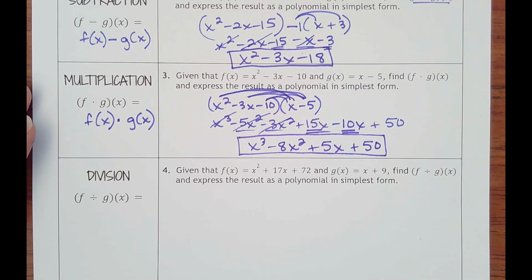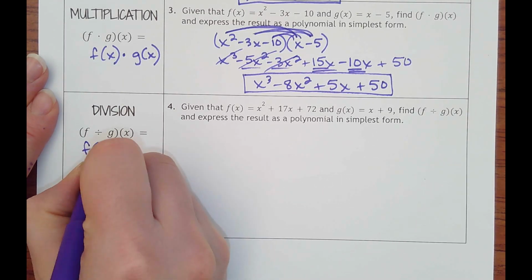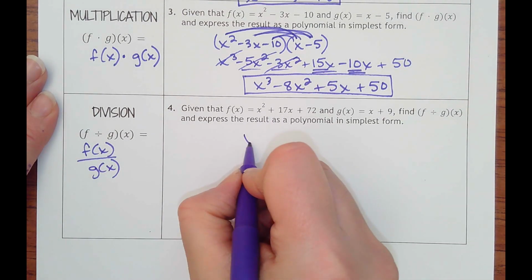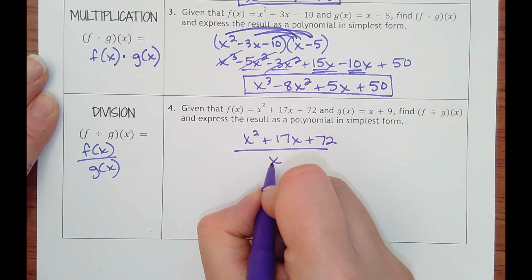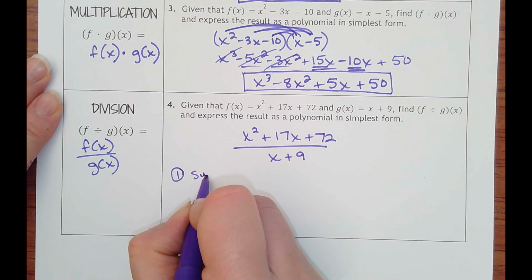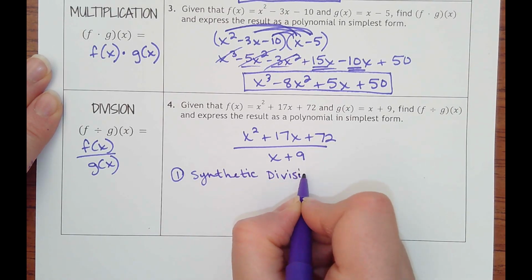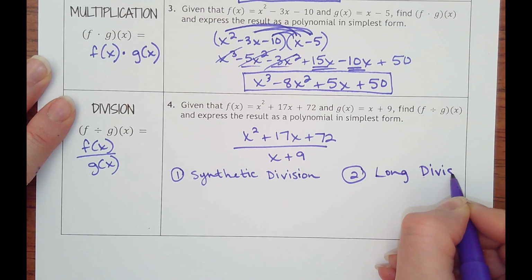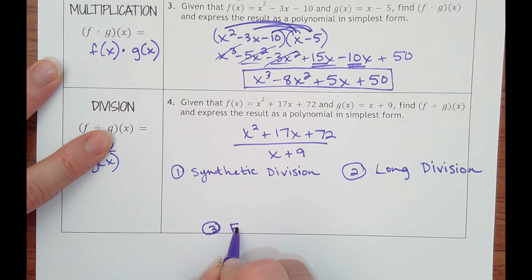And then last but not least is division. When you see f being divided by g of x, that means f of x divided by g of x. And I'm going to write it like that where it looks like a fraction. So I'm taking x squared plus 17x plus 72 divided by x plus 9. Now you've got three different options here. Option one, you could do synthetic division. Two, you could do long division. I doubt anybody's going to pick that. Or number three, you could do factoring.